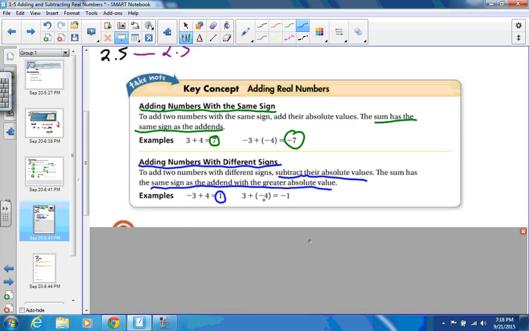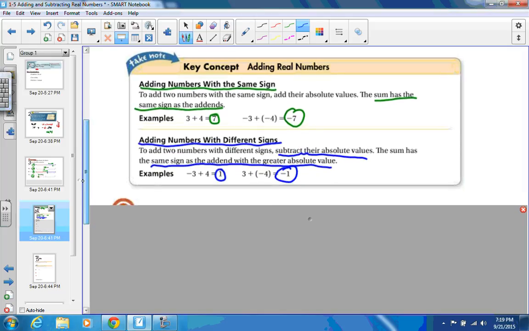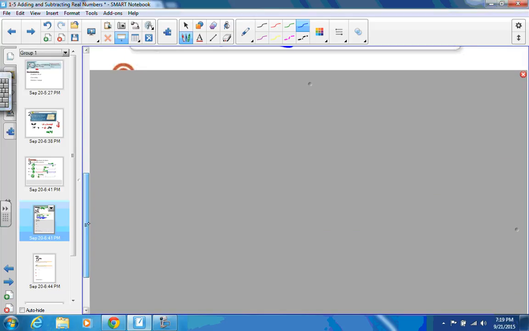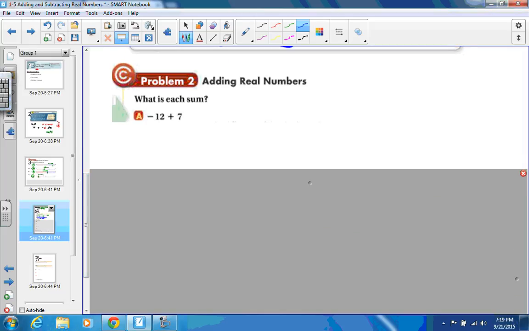Now if we look here, it's negative 4 and positive 3, so 4 is bigger than 3. You take the difference between 4 and 3, it's going to be 1, and that's going to be a negative answer, so it's negative 1. Okay, this way might be tricky to you, might be confusing, but it will work if you understand this concept. So this is just using absolute value to find sums. So let's do each one.